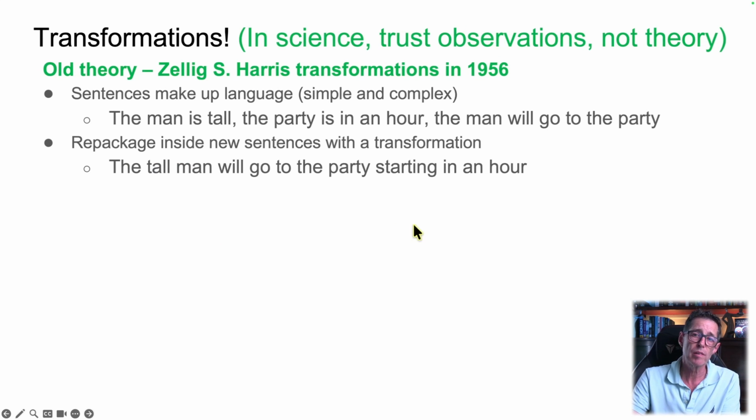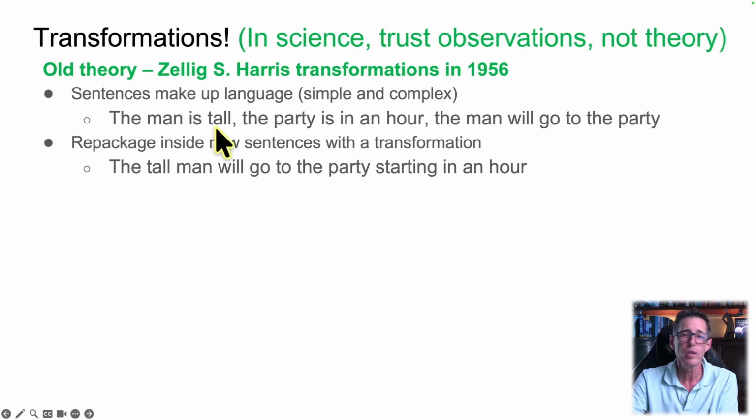And I like to start the story these days with this concept of transformation. So Zelig Harris, this is 1956. It's an old theory, but what he was saying was that if we think of a sentence, there's two types. There's simple sentences that only have components that connect together, and then there's complex sentences where you take one of those simple sentences, you repackage it, and you stick it inside another sentence. And I like that idea.